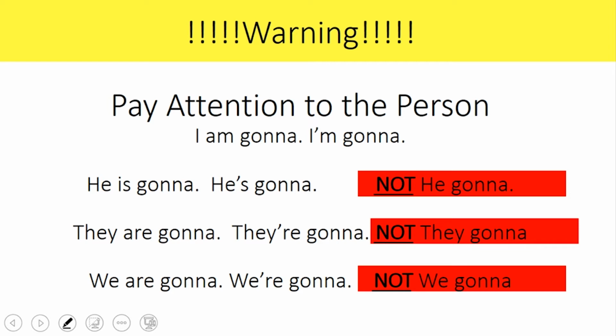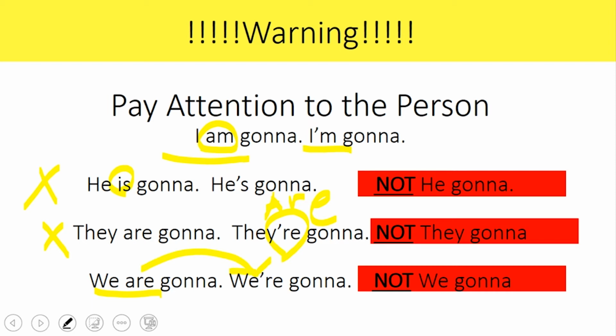Warning: pay attention to the person. When you're using going to, you have to have the pronoun in front, and that is often reduced to a contraction as well. So I am here becomes I'm here. So you have I'm gonna. But in the second person here, he is gonna becomes he's gonna, not he gonna. You have to remember that the s is there and you must say it. Also, they are gonna here, they're gonna. Do not forget the contraction re, which is right here. And the last example, we are gonna becomes a contraction here. Not we gonna, but we're gonna.